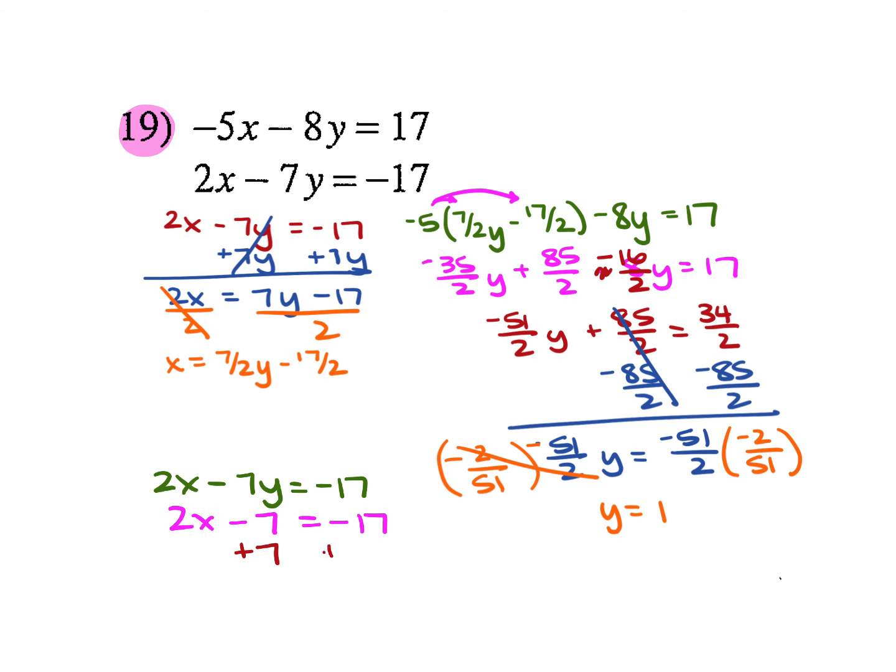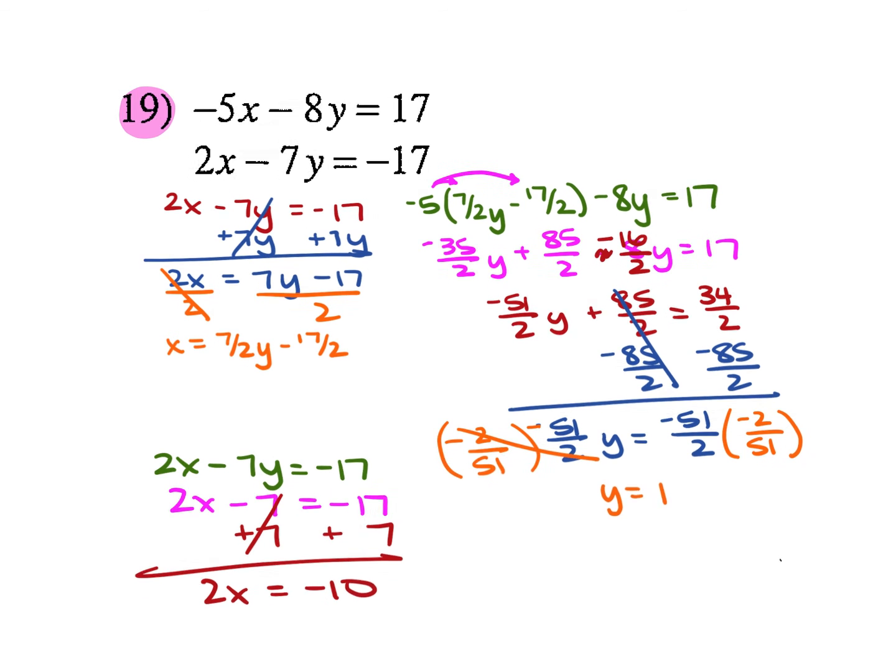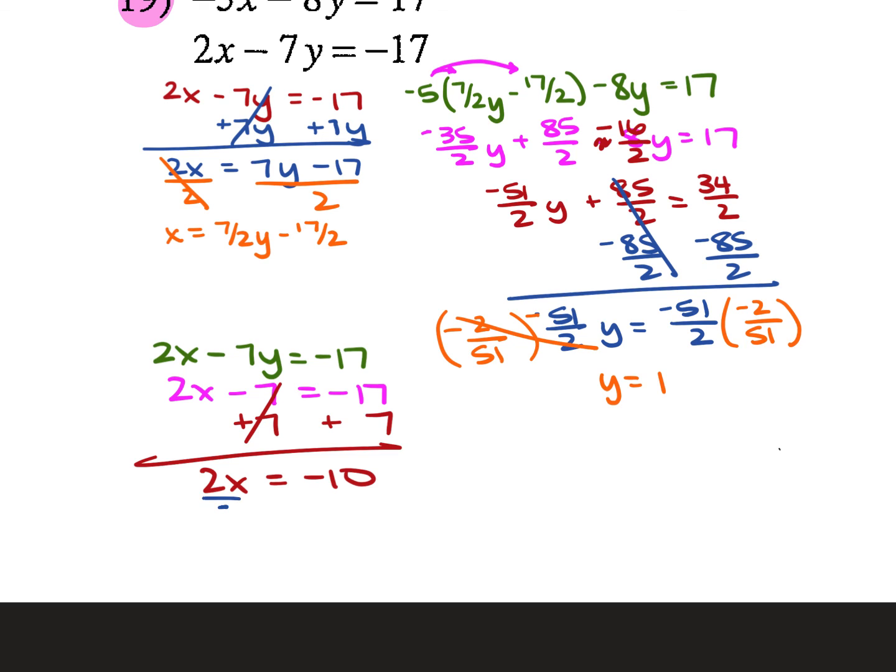We're going to add the 7 to both sides. We get 2x is equal to negative 10. We divide each side by the 2, and we get that x is equal to negative 5. So we form our ordered pair of negative 5, 1, and that is our solution.